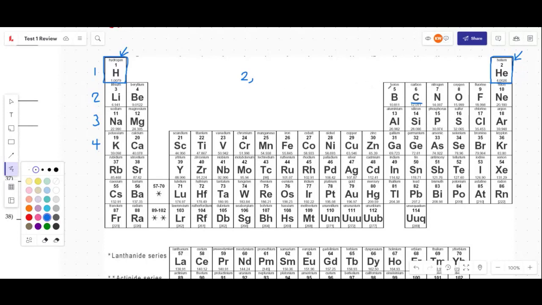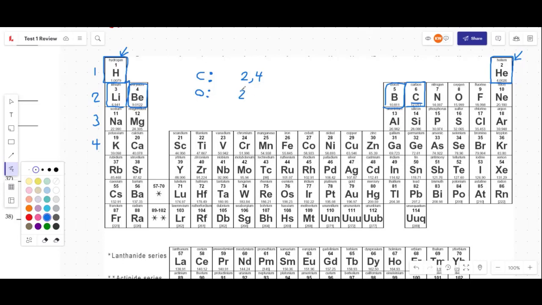For the second energy level, I have to fill up every box until I get to carbon. So I have to fill up this one, this one, this one, and this one. That's 4 boxes I have to fill up, so I need 4 electrons. So the electron arrangement for carbon is just 2, 4.